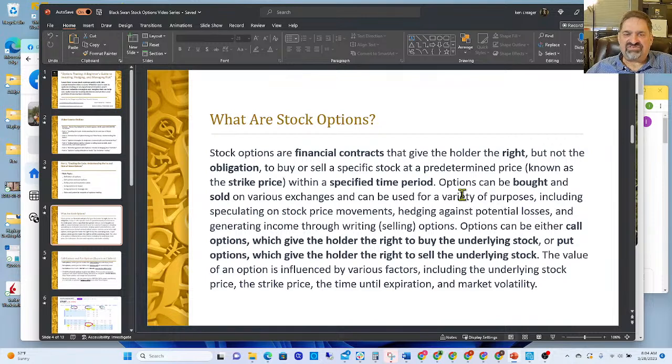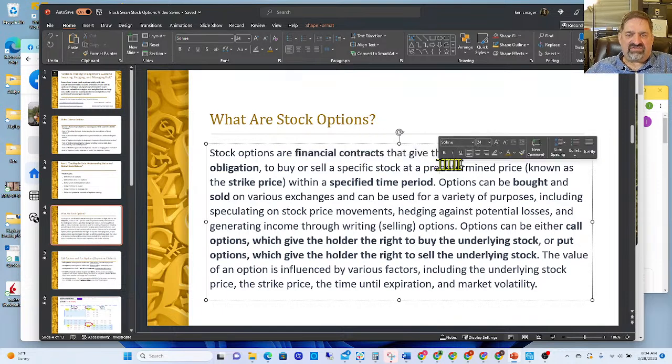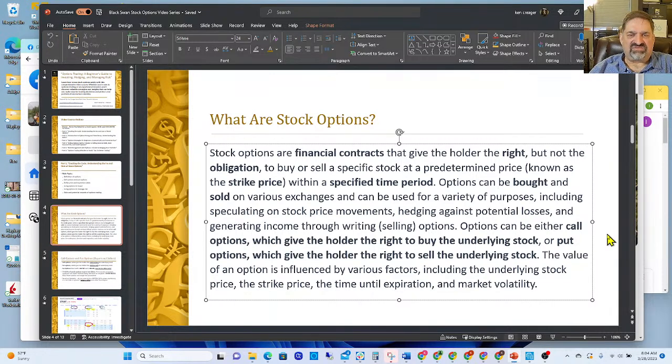Nowadays, options are used really for speculation a lot, because with a little bit of money you can control a lot of stock. But when you do speculation, that's more like going to Vegas and playing, or playing the lottery or whatever. Anyway, it's a financial contract which gives the holder the right, but not the obligation, to buy or sell a specific stock at a predetermined price, known as the strike price, within a specific period. Again, that expiration time.